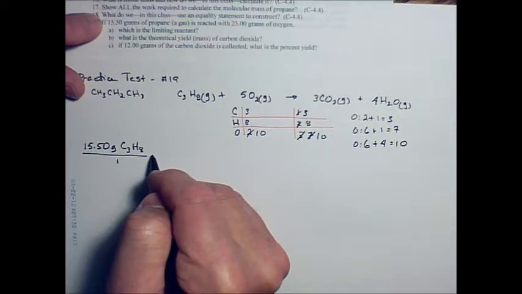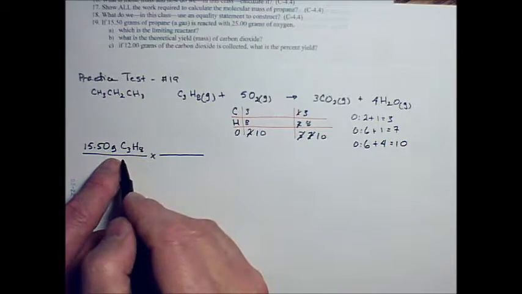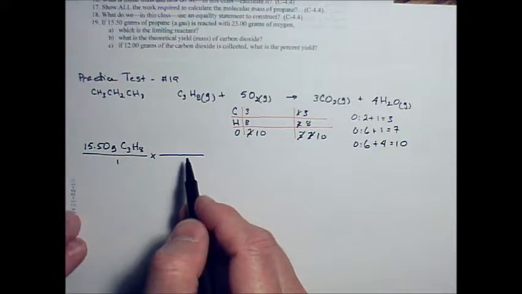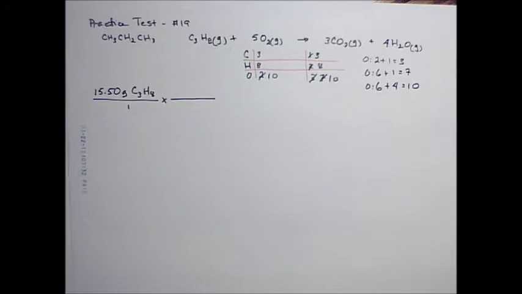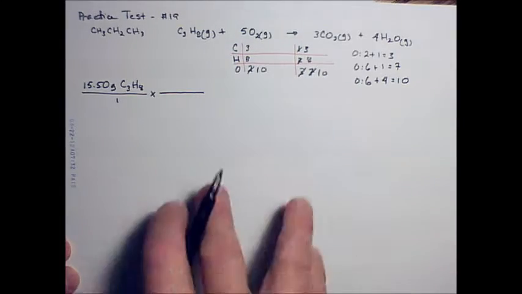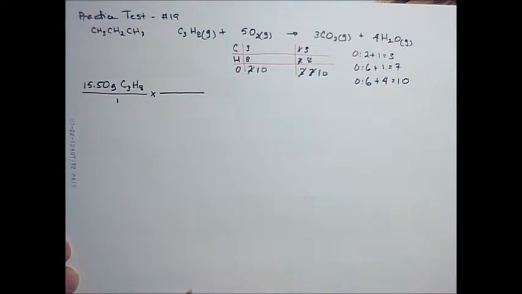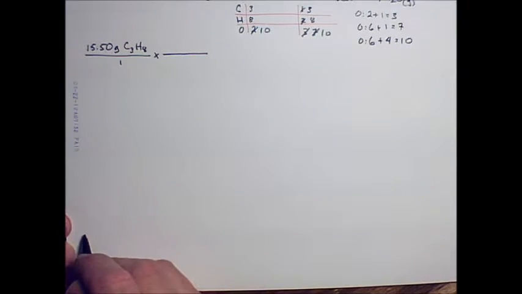Okay. And I need to first do a molar mass conversion to convert grams of this stuff into moles. So I have to have a molar mass calculation to do that. I like to do my molar mass calculations kind of along the bottom just to give me room to do all my stoichiometry up here. You don't have to do it that way. It's not required.